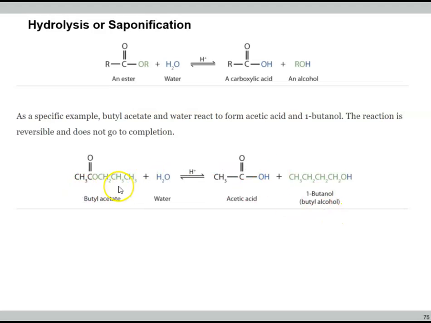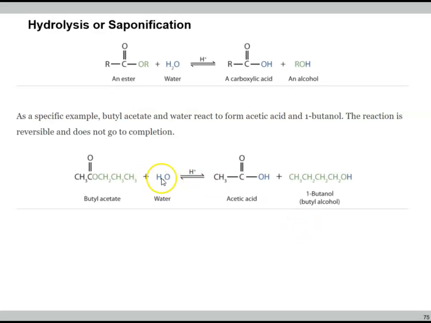Neither of these reactions will go to completion. They'll have an equilibrium with each other. So if you only have butyl acetate and water, you'll start to generate some of these different compounds in your product. So there are different ways that we can manipulate this, right?